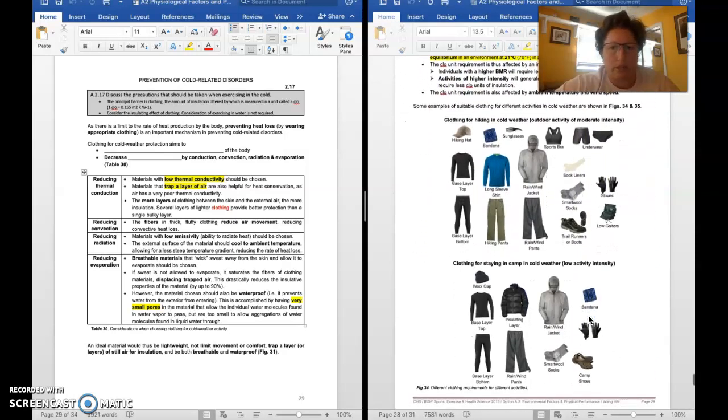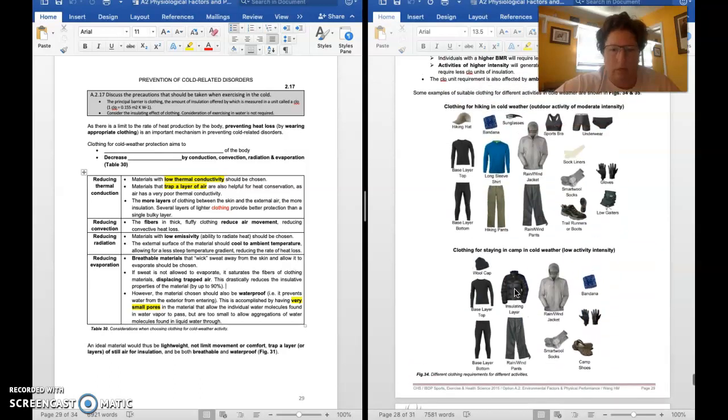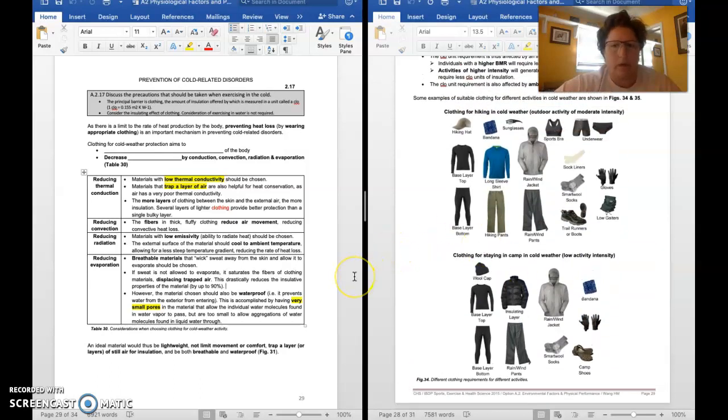So here are some different layers. If we're doing some cold weather hiking with moderate intensity, we would need a base layer, which is going to be tight to our body, a middle layer, which is going to be a long sleeve shirt or some hiking pants, and then we have a rain jacket in case it starts to storm. All right. And that finishes up the physiological factors and performance with this section.